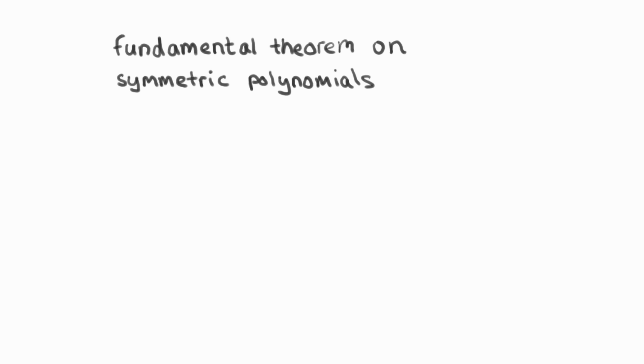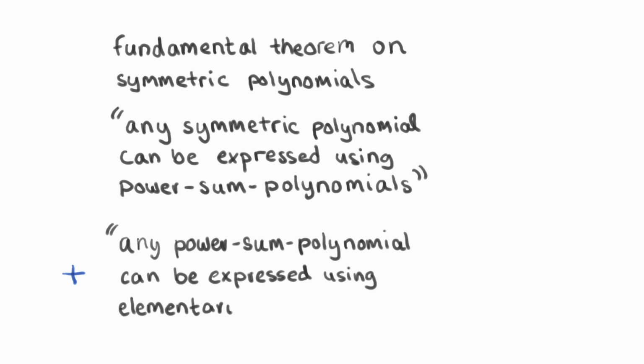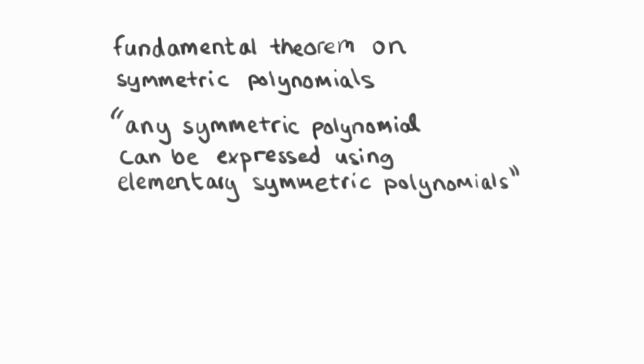This result follows from what is known as the fundamental theorem on symmetric polynomials. As before, this is formally a general principle that applies to polynomials, but we can make it work for our purposes by substituting roots into the variables. We're going to prove the following statement. Any symmetric polynomial can be expressed in terms of power sums. Since we've already shown that power sums can be expressed using elementary symmetric polynomials, this amounts to saying that any symmetric polynomial can be expressed using only elementary symmetric polynomials.